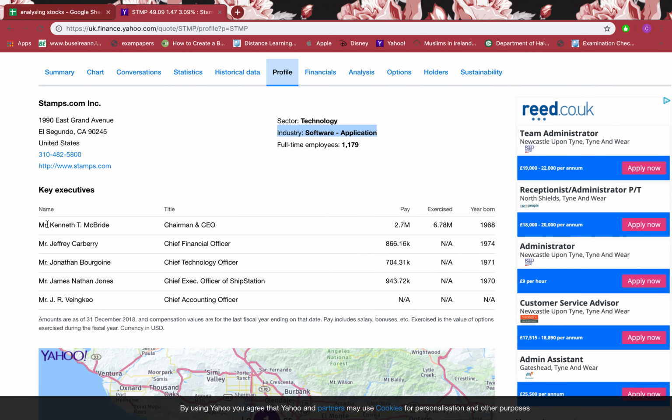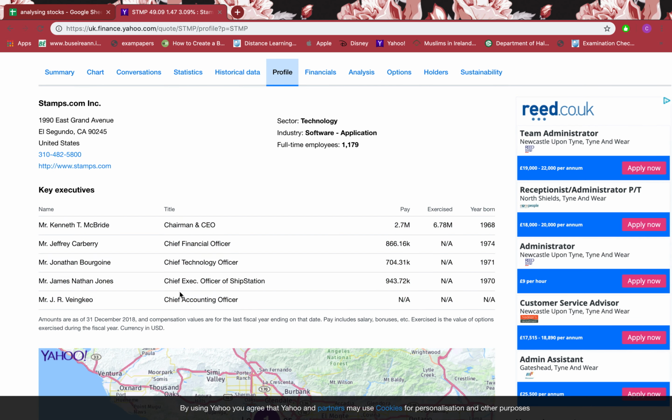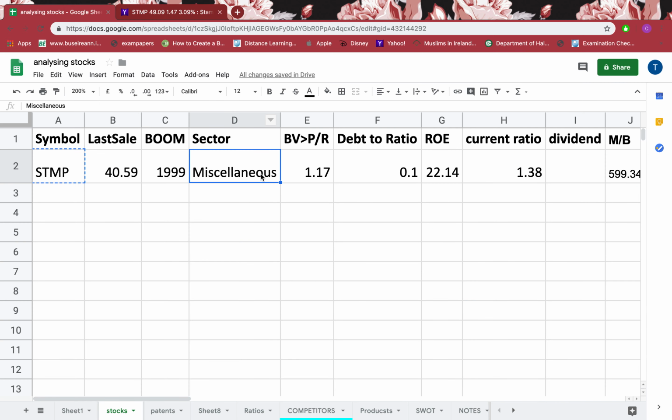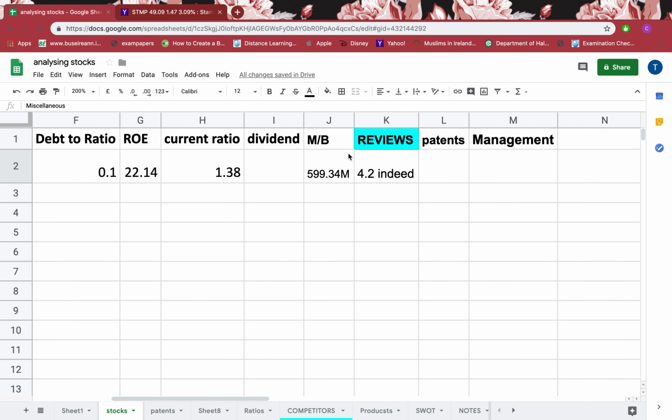Then these are the key executives, and all of their salaries have been shown except the last one, the chief accounting officer. You need to search maybe on another website why it's not shown. The rest of the salaries have been shown, which is great because the more transparent it is, the better. So what else do we have to show?